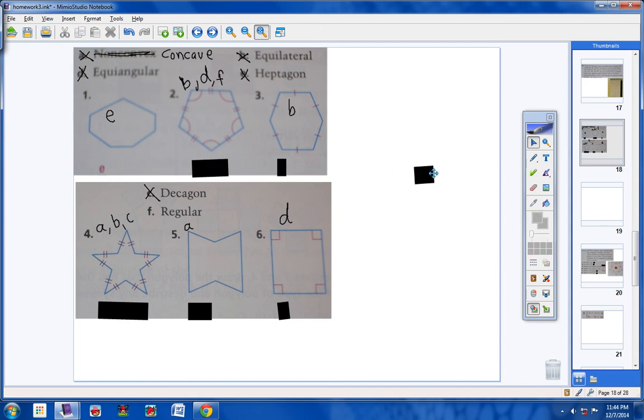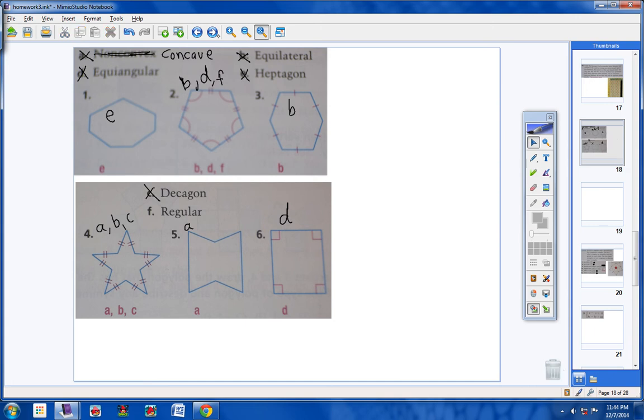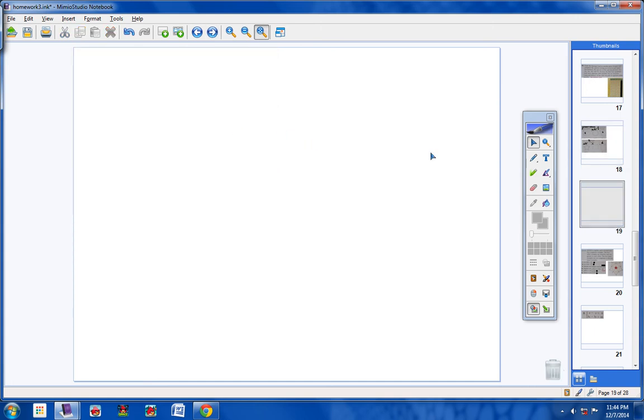That's right. This should be BDF. That's right. This should be B. Yep. This should be ABC. Yep. This should be A. Yep. And this should be D. Okay, very good. Moving on to number 7 through 12, and I believe we're finally finished.